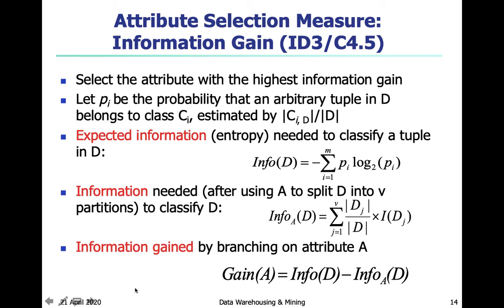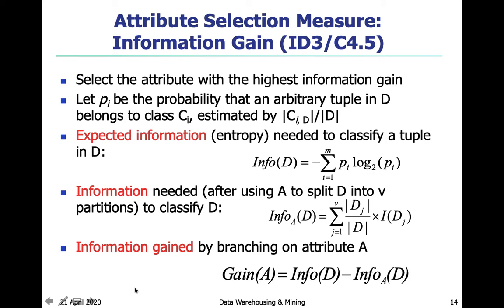So three scenarios are there: first, A is discrete valued; second, A is continuous valued; and third, A is discrete valued and we are restricted to binary trees. If the splitting attribute is continuous valued, or if we are restricted to binary trees, we have to find a split point or a splitting subset to determine the splitting criteria.